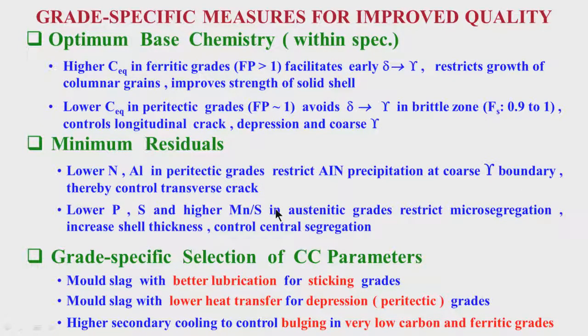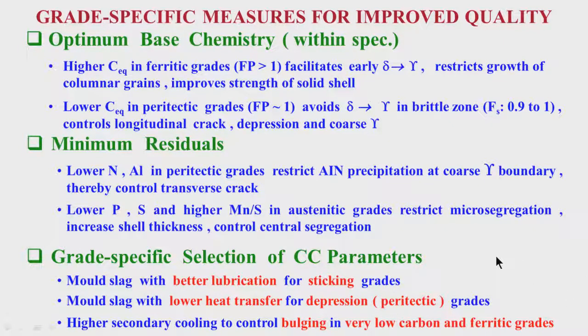And then as I have told you, phosphorus, sulfur and manganese by sulfur has to be low in all grades to control microsegregation, but this is particularly important for grades where austenitic solidification is there. So, there you have to be more careful.